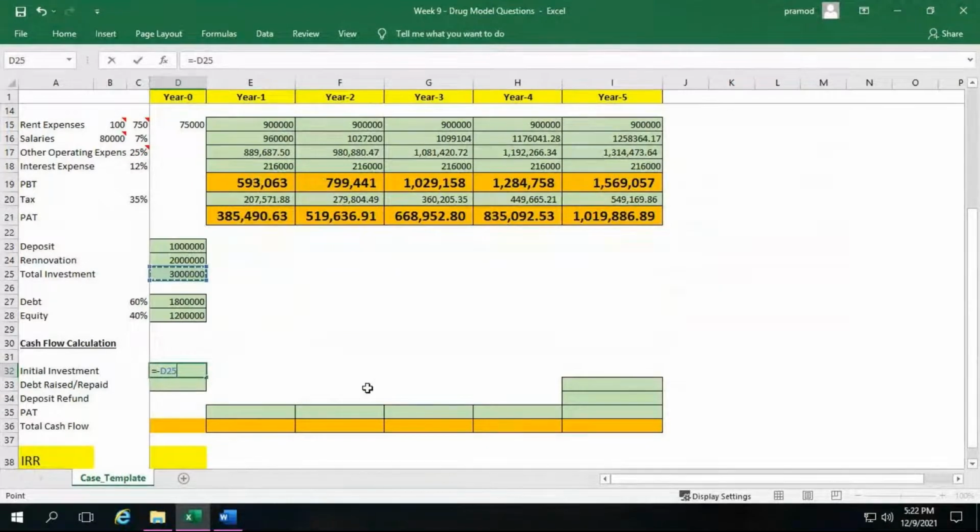Okay. Then what is debt repaid? As they have told, the debt amount is 60% of that amount, which is this much that you need to select. So you need to repay that much. So no deposit refund or anything. Total cash flow will be the sum of all the cash flow calculations. So we'll take the sum of all this.